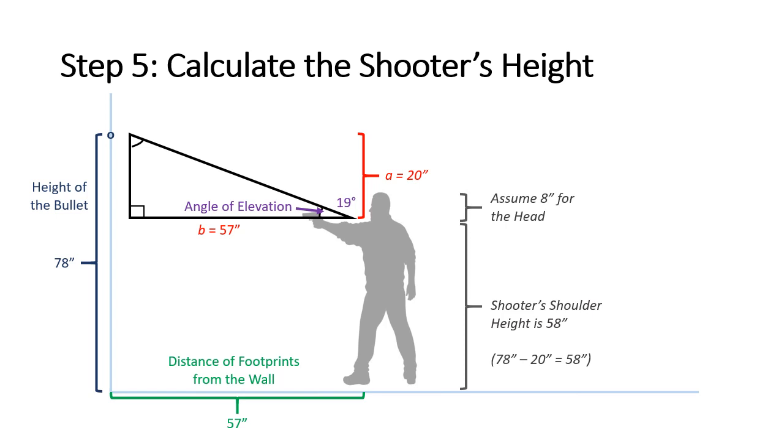Now that we know the shooter's shoulder height, the last thing to do is just add the height of the head. And the assumption is that most people's heads are about 8 inches. I guess you could argue that some are bigger, some are smaller. But if we do that, then we can just add 8 to 58, and we wind up getting a shooter's height of approximately 66 inches, or he's about 5'6". Great job. With a little practice, you'll have no problem calculating shooters' heights or even shooters' distance using these formulas.